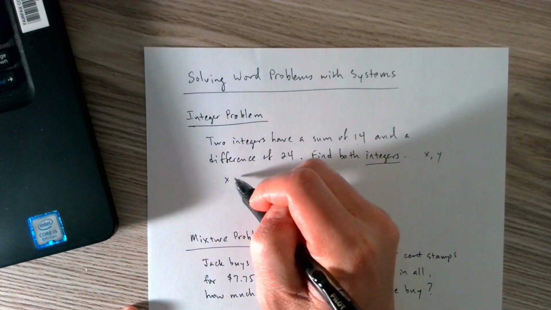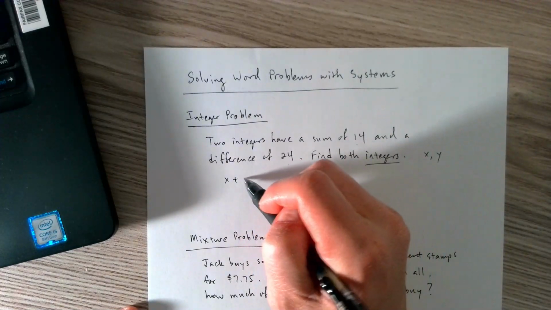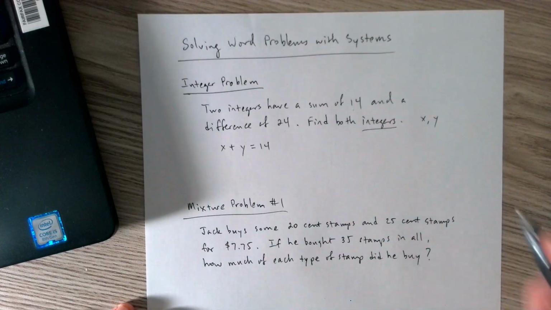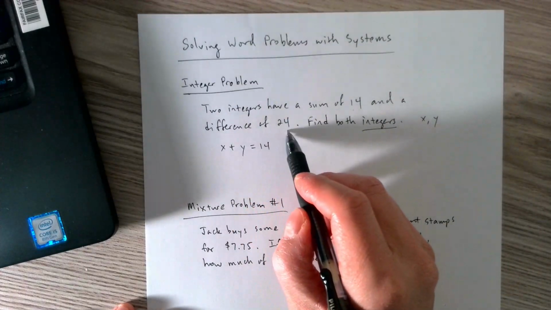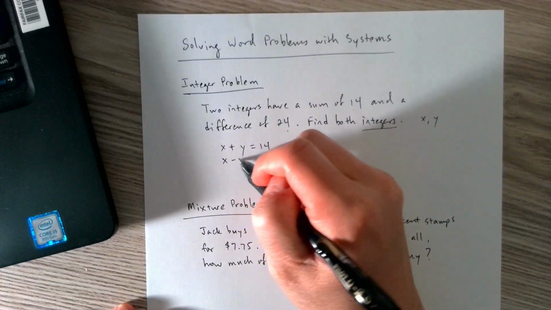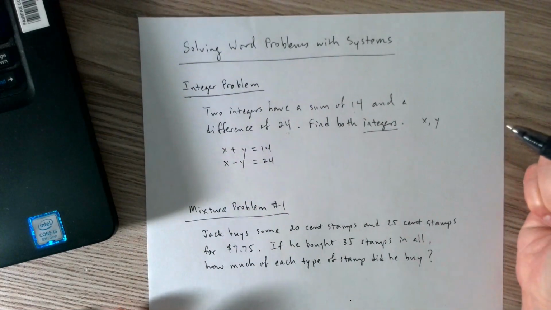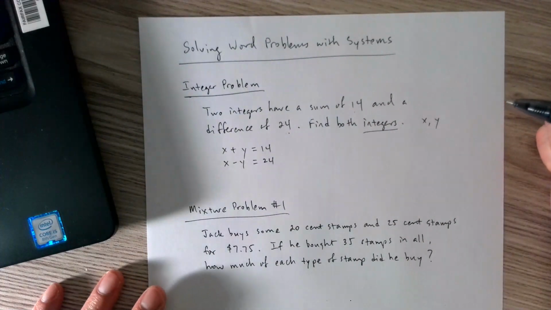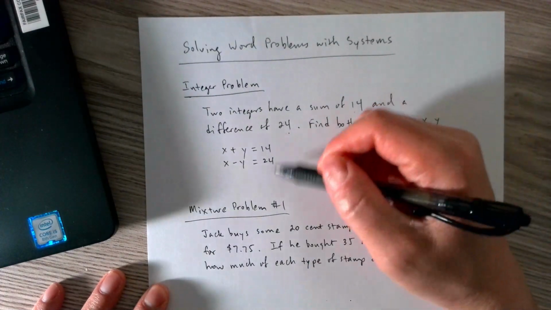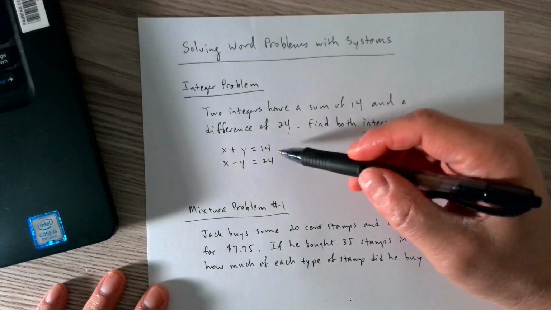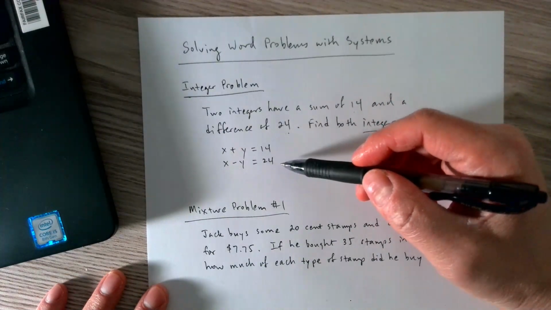The order of the integers doesn't matter. They have a sum of 14, so x plus y equals 14. And they also have a difference of 24, so x minus y equals 24. It doesn't matter which letter goes first because we don't know either of the integers yet. And now you see we have a very simple 2 equation, 2 variable system.